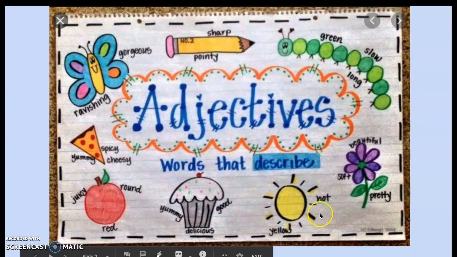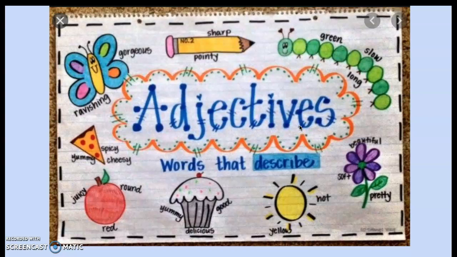What about the sun? The sun is hot. What color is it? Yellow. How could you describe a flower? Beautiful, pretty. How does a flower smell? Sweet, right? Soft. What about a pencil? Pencils can be sharp or dull, pointy, yellow, pink, eraser. So these are all words that describe something. Adjectives are words that describe.